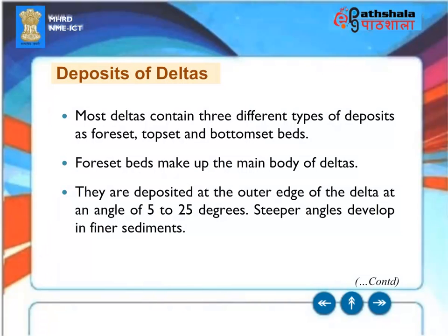Deposits of deltas. Most deltas contain 3 different types of deposits: foreset, topset, and bottomset beds. Foreset beds make up the main body of deltas. They are deposited at the outer edge of the delta at an angle of 5 to 25 degrees. Steeper angles develop in finer sediments.